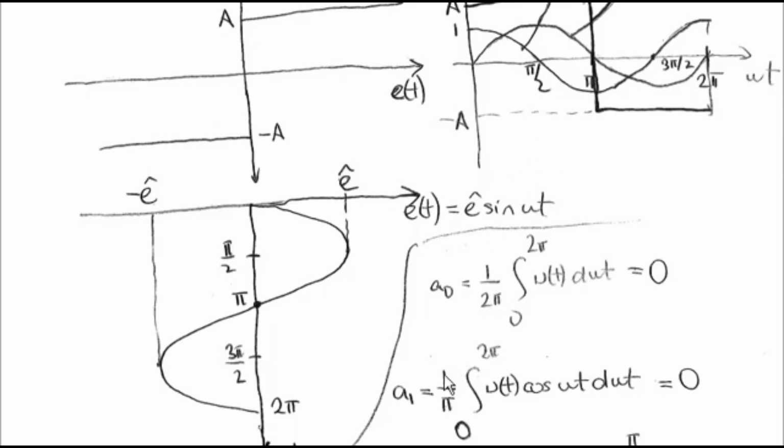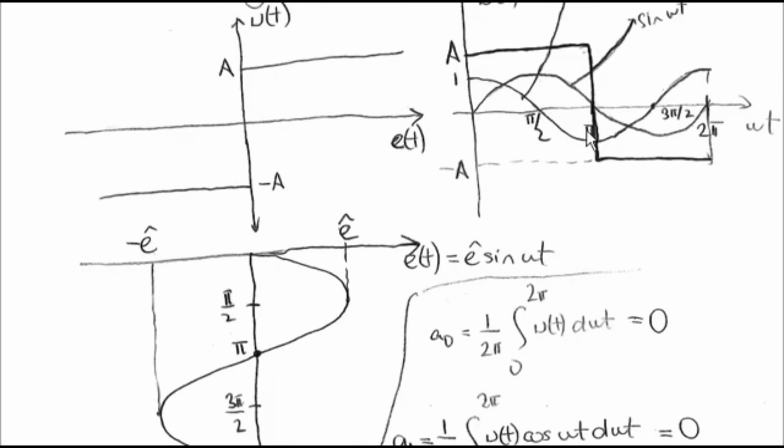So now let us look at a1 here. a1 is 1 over pi, twice this coefficient, times the integral from 0 to 2 pi of u of t. I will multiply this square wave with cosine omega t, and then I will take the integral with respect to omega t. I have drawn here cosine omega t. So this is my cosine omega t, and I'm going to be multiplying this square wave with cosine omega t, and then we are going to take the integral of the multiplication.